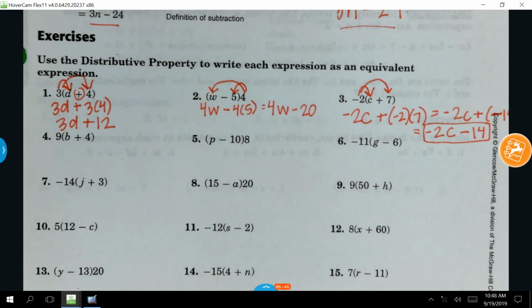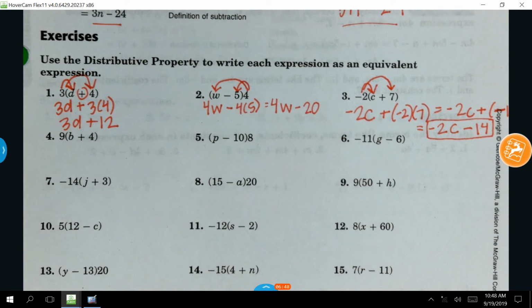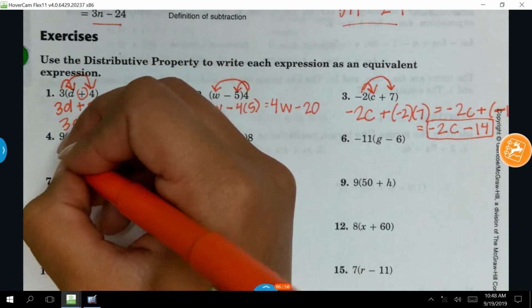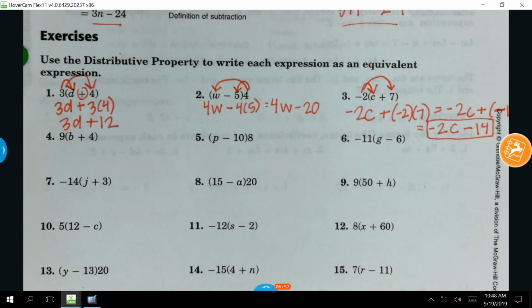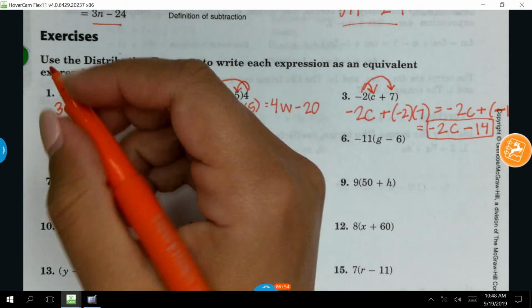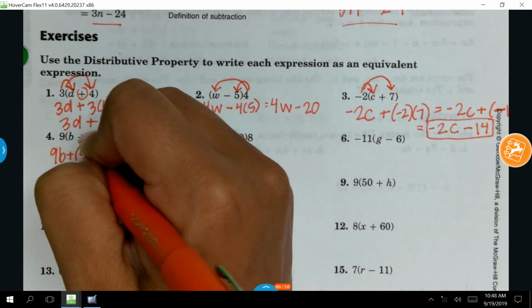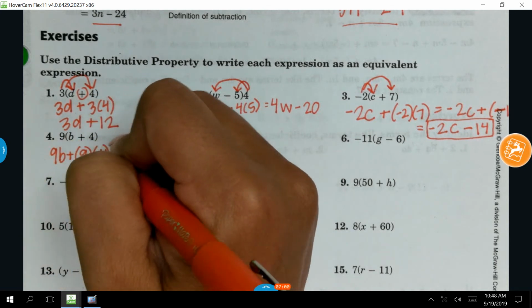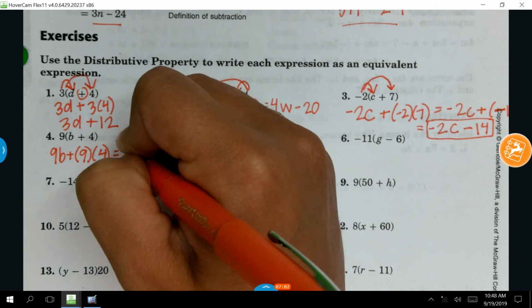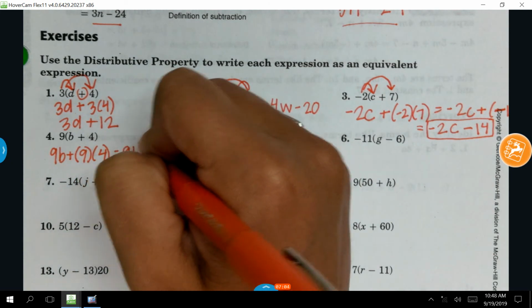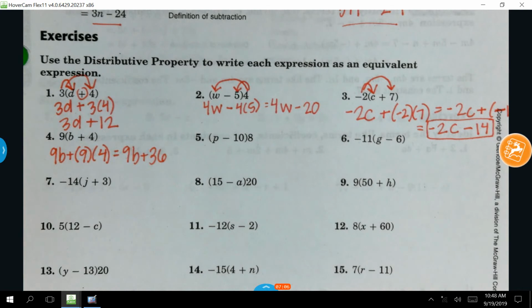Number 4, 9 times b plus 4. What is that going to give me? Somebody want to take a stab at it? Caleb? 9b plus 9 times 4. Okay. And then how do I simplify that? 9b plus 36. Good. 9b plus 36.